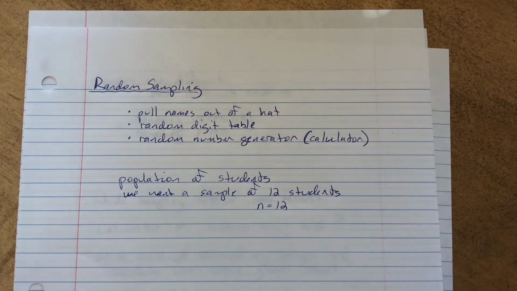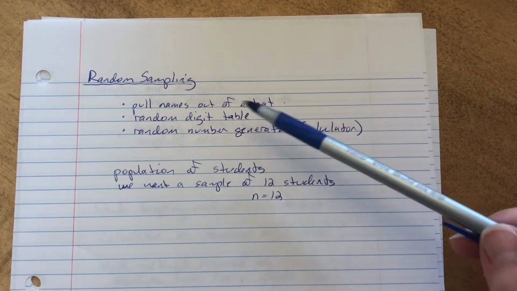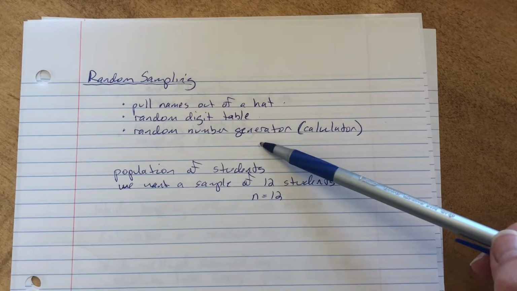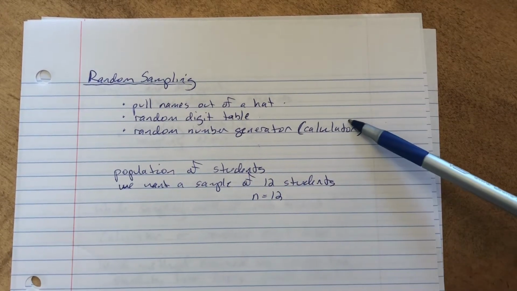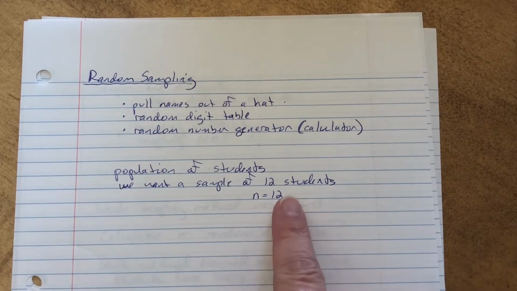Okay, today we're going to learn about random sampling. Some of the ways we're going to talk about are pulling names out of a hat, using a random digit table, and using a random number generator, specifically our calculator. We have a population of students. I have a list of students, and we want a sample of 12 students.